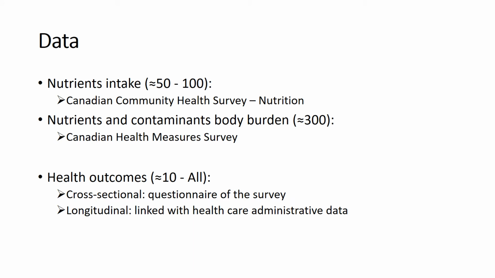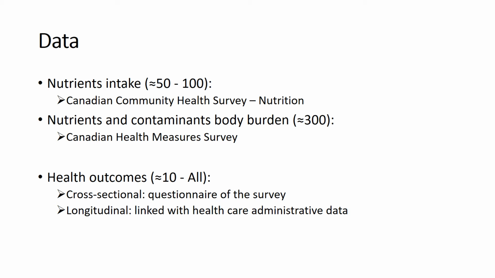The data I'm going to use relies on the health surveys conducted by Statistics Canada. For nutrient intake, we have the Canadian Community Health Survey Nutrition, which covers about 50 to 100 different nutrients. For nutrient and contaminant body burdens, we have the Canadian Health Measures Survey, which has approximately 300 different types of chemicals measured in each cycle. Right now, we already have 6 cycles.